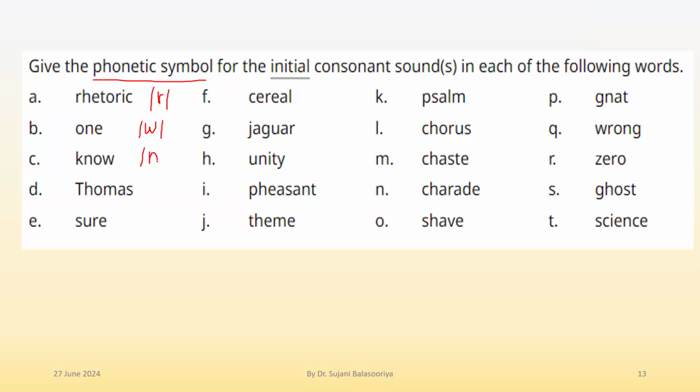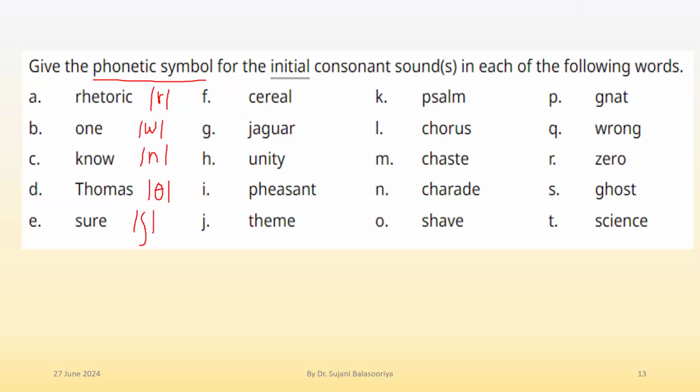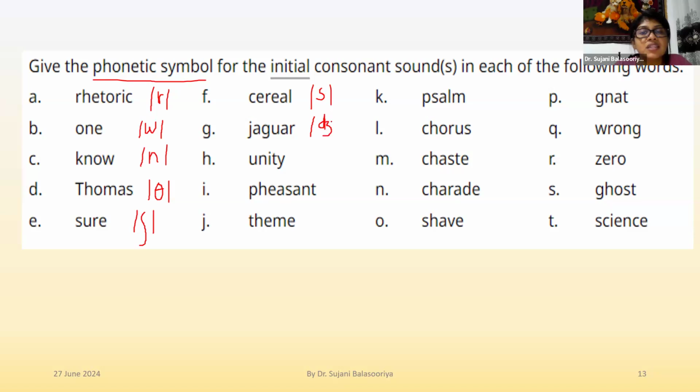N is N, correct, fine. And the next one, this one, "Thomas". T. Thomas means the T sound. So check whether you have written these phonetic symbols within two slashes like this. The next one, S-U-R-E, "sure". That means sh. And the next one, how do you say this? Yeah, this is "cereal", that means S. And the next one, "jaguar". Jaguar, that means j. The symbol is this j.